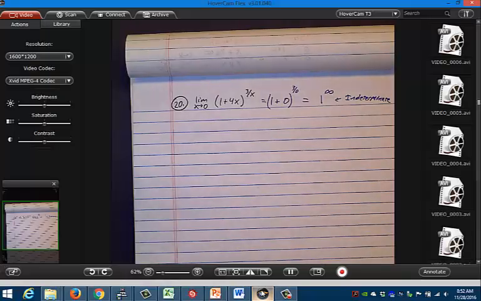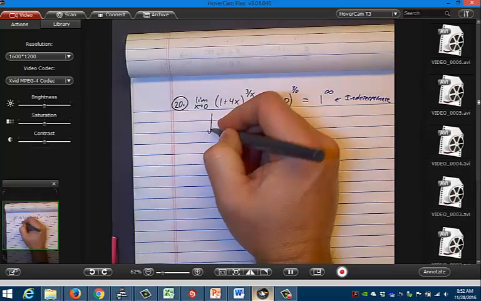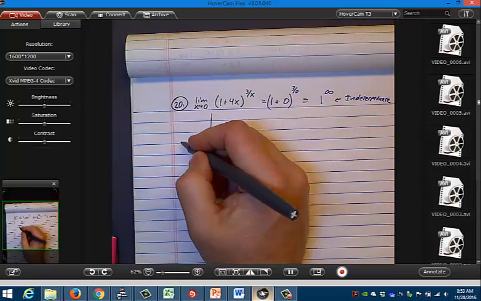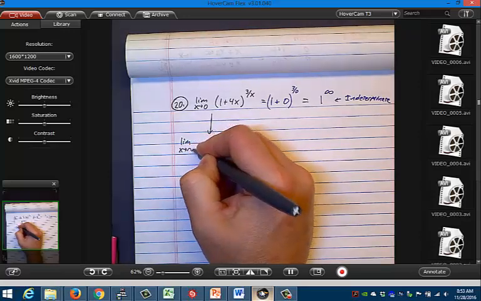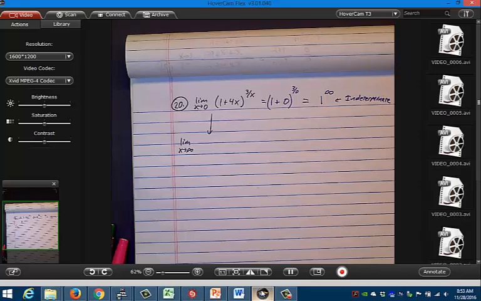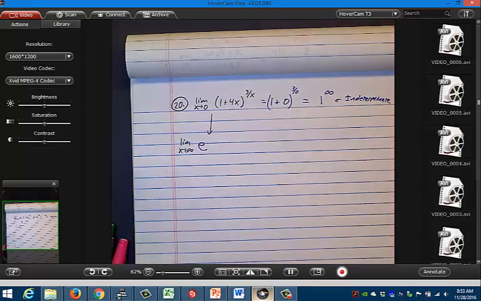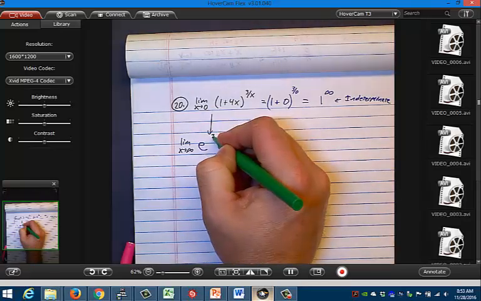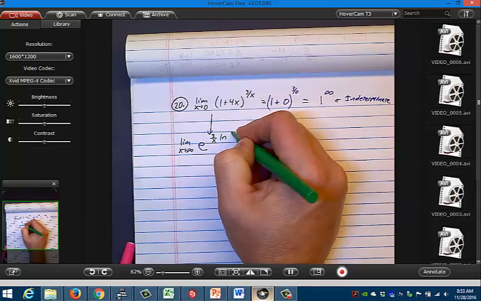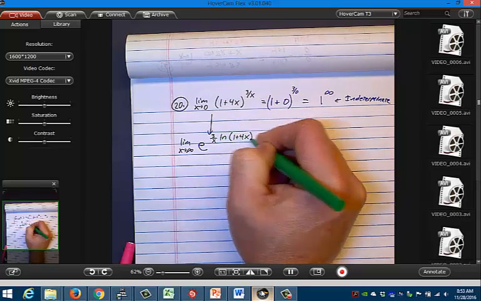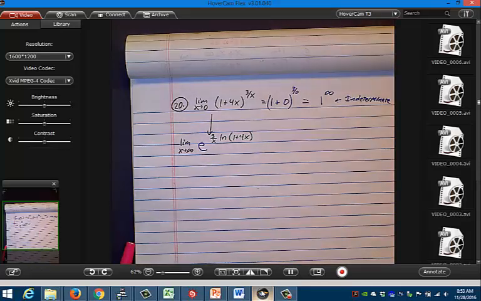So again, what I want to do here is actually compute the limit as x goes to infinity of e to the, and are you guys okay if I do this in one step? 3 over x ln of 1 plus 4x. Does that make sense to you guys? So again, I took the natural log, brought the exponent down, and then did e to the.